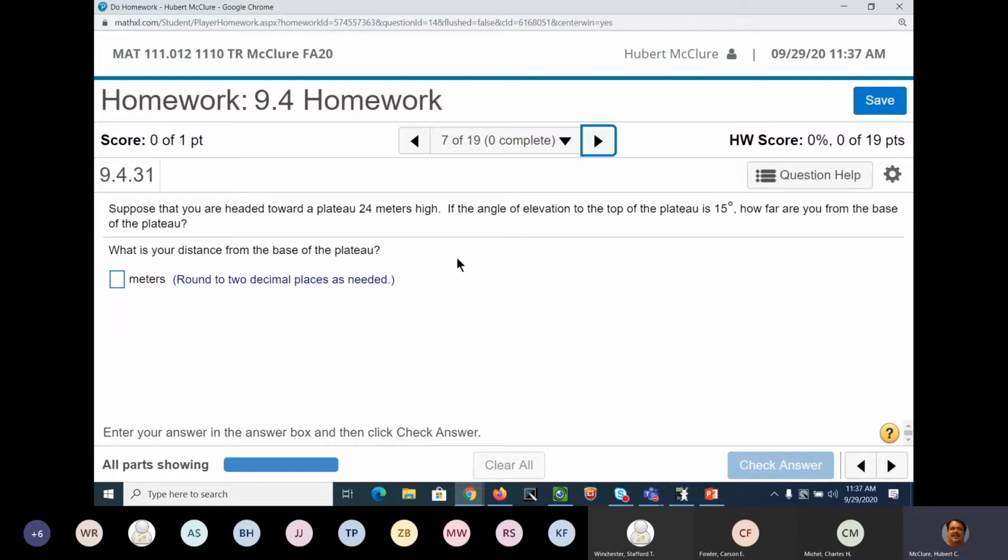Okay, here's one. Suppose that you are headed toward a plateau 24 meters high. If the angle of elevation to the top of the plateau is 15 degrees, how far are you from the base of the plateau? Okay, so go ahead and do that one.